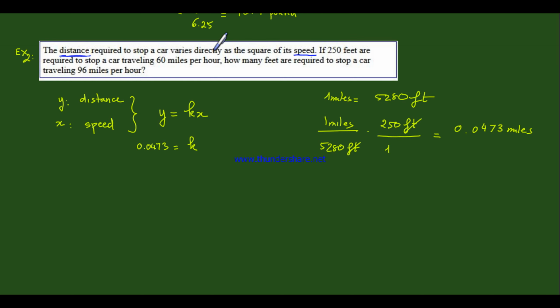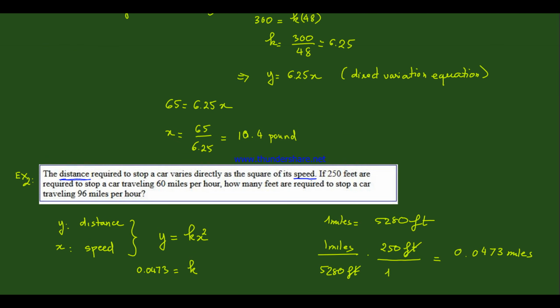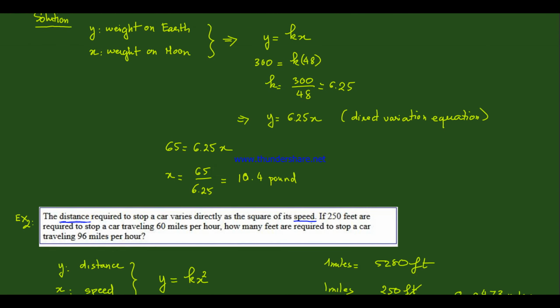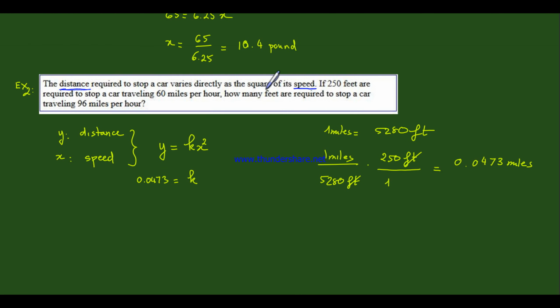I think I set up the equation wrong. It varies directly as the square of x, so this is the square of x. It's a little different from last time. Last time it just varied directly with the weight, with no square. This one is square, the square of the speed. So the second quantity, x, is the speed, which will be 60 miles, so 60 squared.